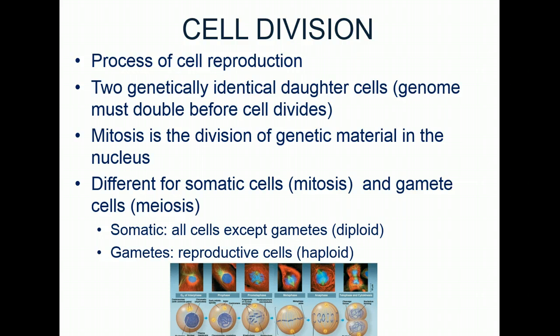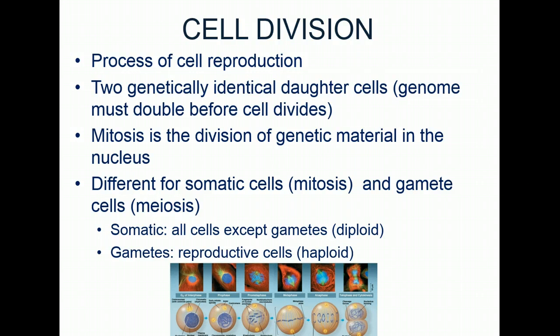Now, in a cell division process, we end up with two genetically identical daughter cells, and this is because the original parent cell will grow to the point where it's very large, and it contains enough material inside that it can now divide in half, and each of the two resulting cells will look identical to the parent cell. The thing that has to happen is that the genome, or all of the DNA inside of the nucleus, has to first double before the cell divides. And that's really where we're going to focus much of our attention in today's discussion.